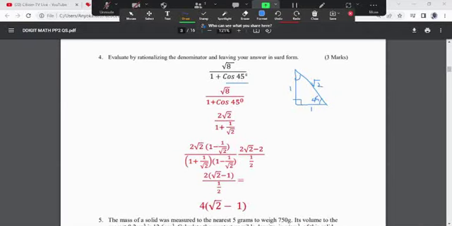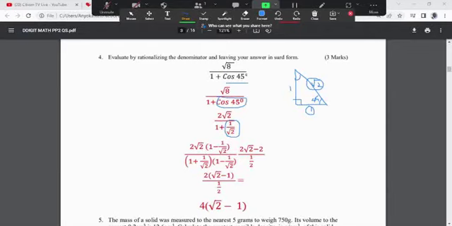If this is 45 degrees, we can find now cosine. So the cosine will be equal to adjacent over hypotenuse. So adjacent over hypotenuse is 1 over root 2. That's where we are getting this 1 over root 2 from.